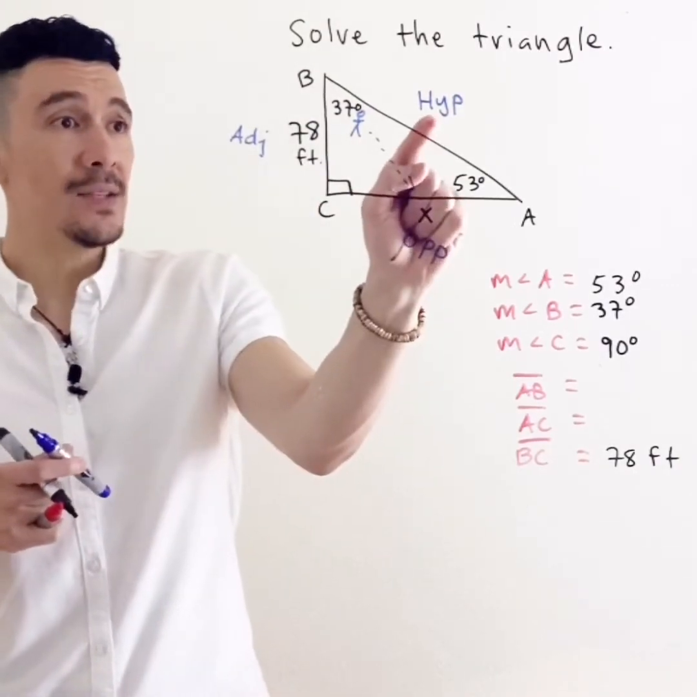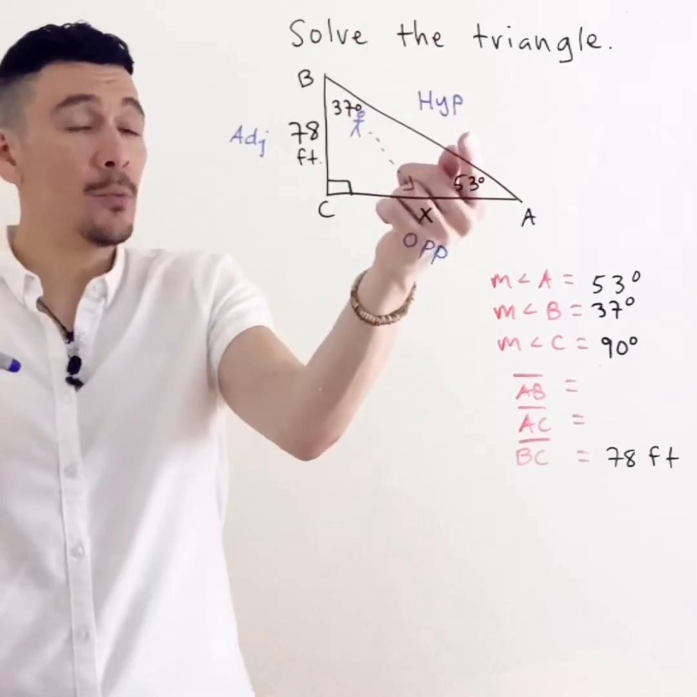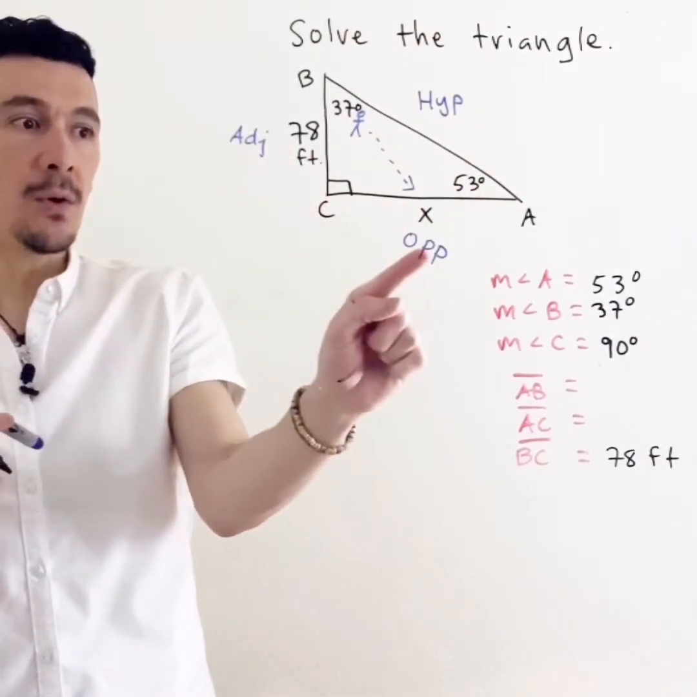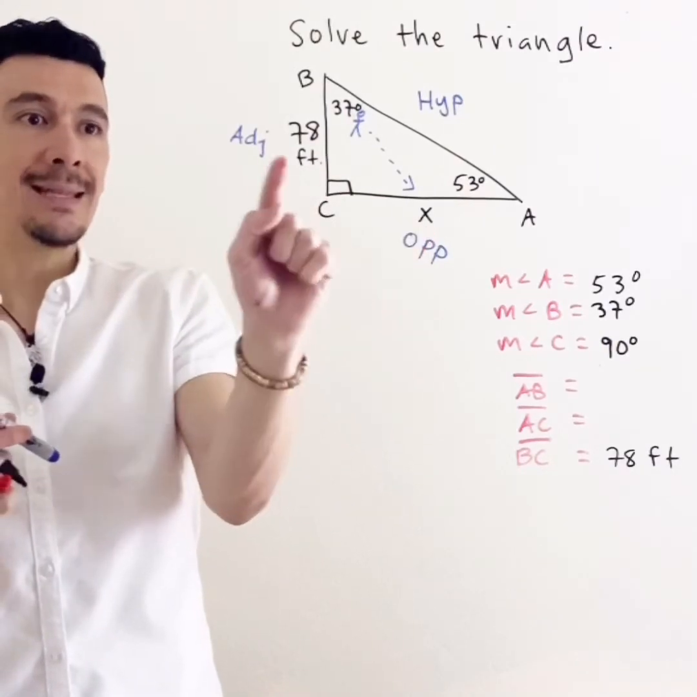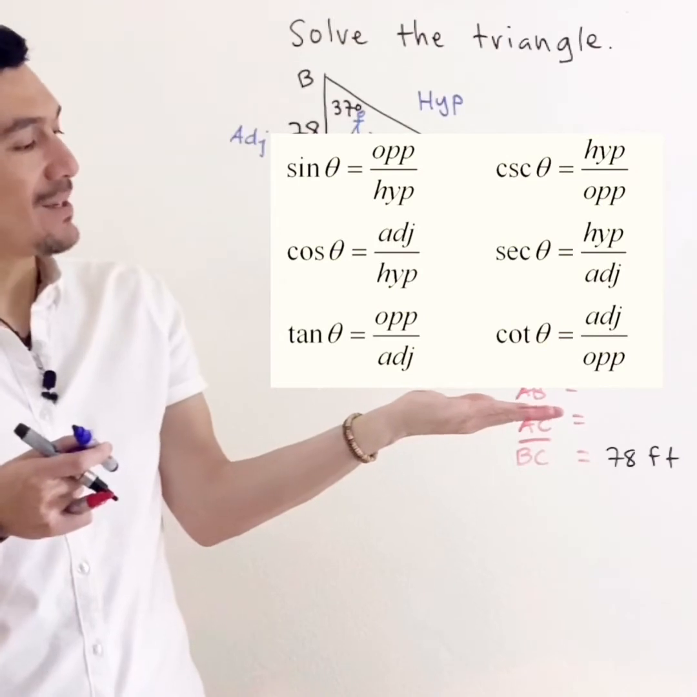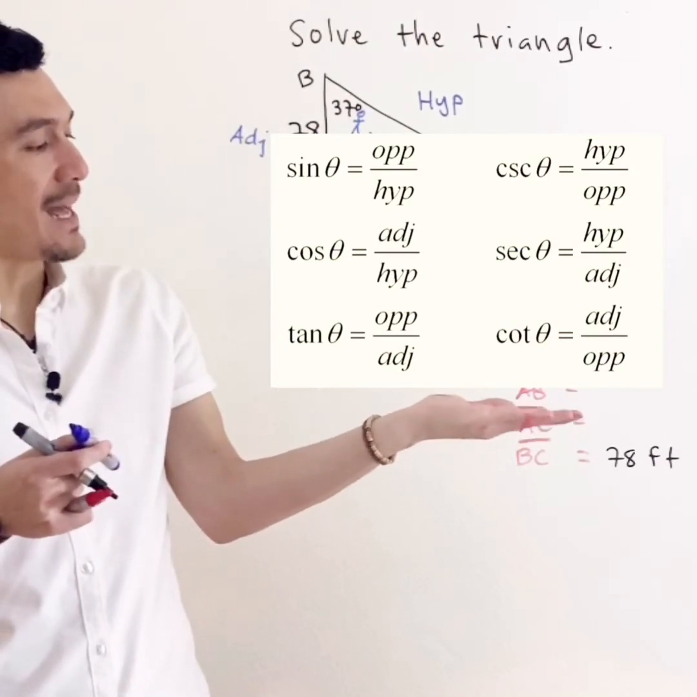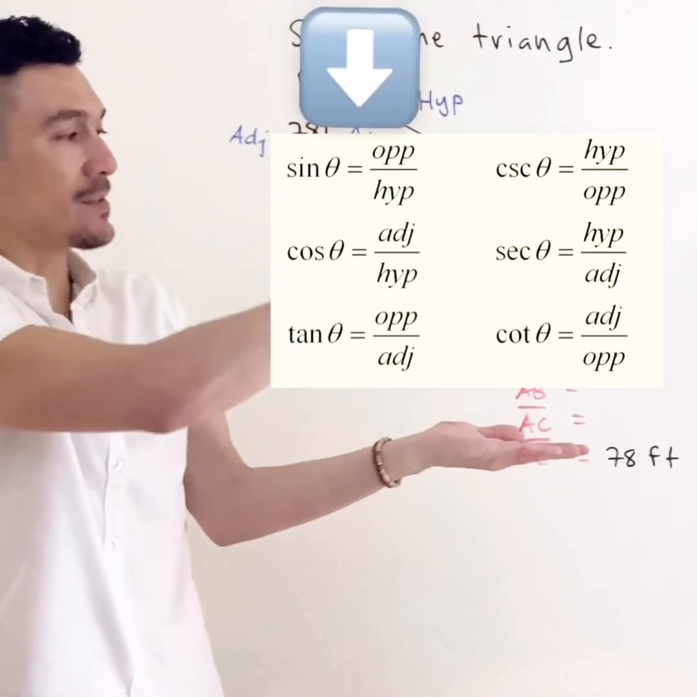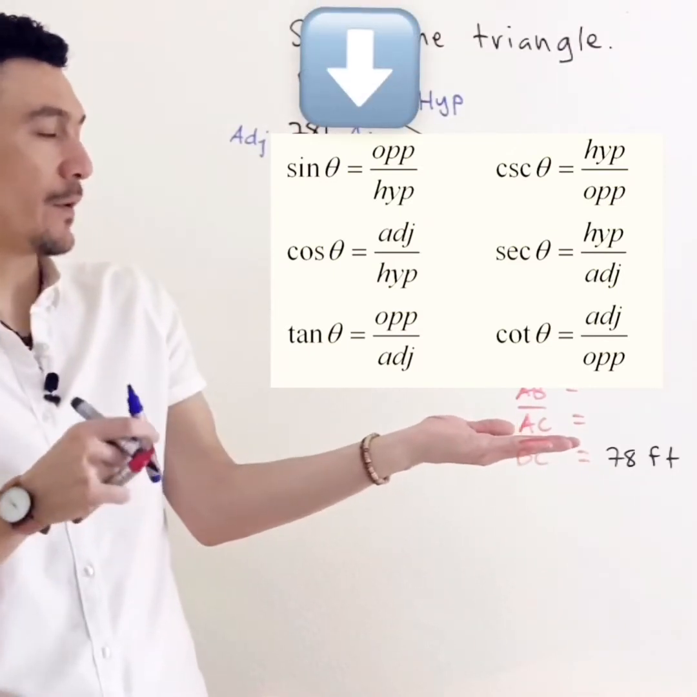Now, I'm not going to use the hypotenuse because, darn it, I don't know what it is. I know what the adjacent is, right? So I want the opposite, and I know the adjacent. So out of the 6 possibilities, which one has opposite and adjacent? Okay? I would recommend that you use things from this first column.